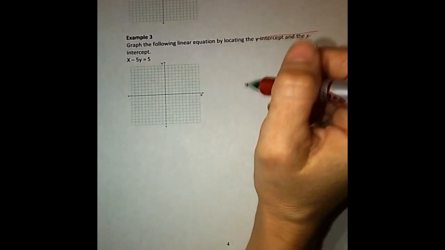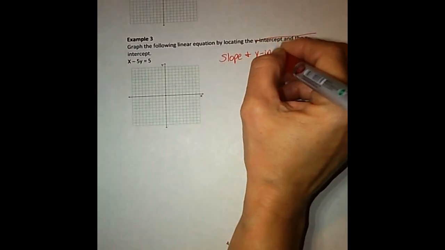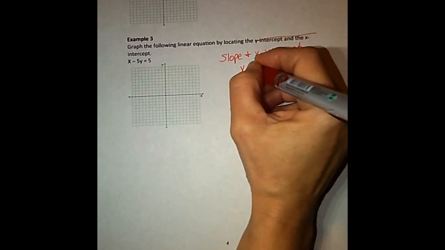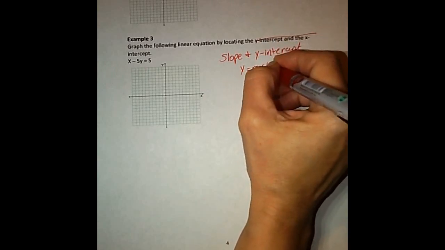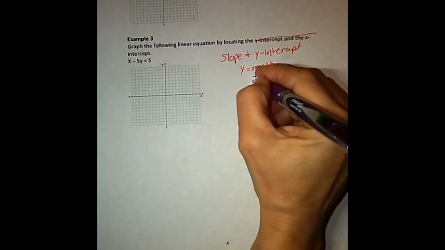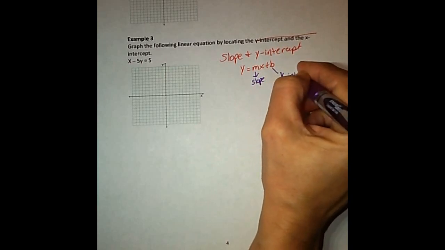This next example is wanting you to solve for the x and y intercept, but I kind of want to do something a little different right here. I want to talk about the slope and y-intercept. That is, y is equal to mx plus b, where m is my slope, b is my y-intercept.